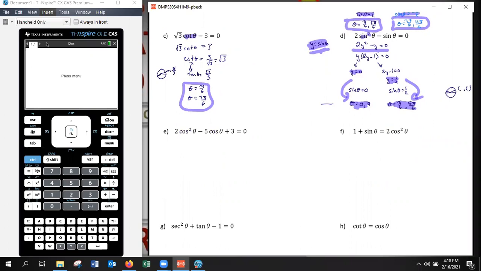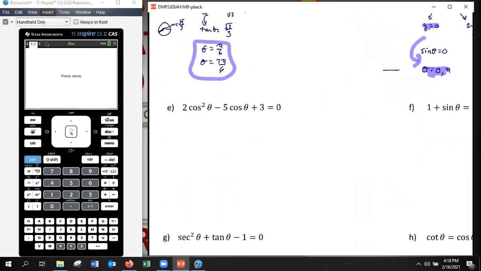Now, with this, let's go ahead and do a substitution again. Because cosine tends to follow the x value, I'm going to say x equals cosine of theta. So my problem is really 2x squared minus 5x plus 3 equals 0.